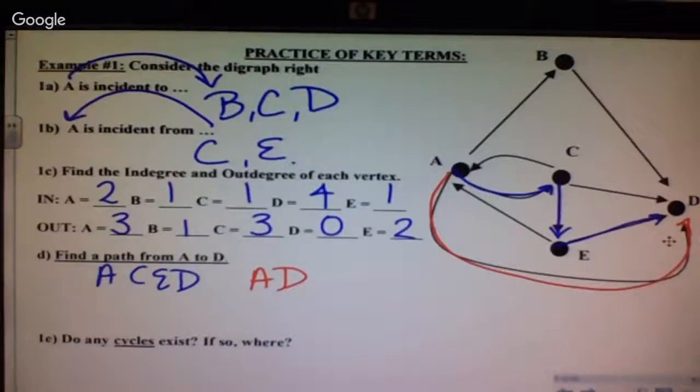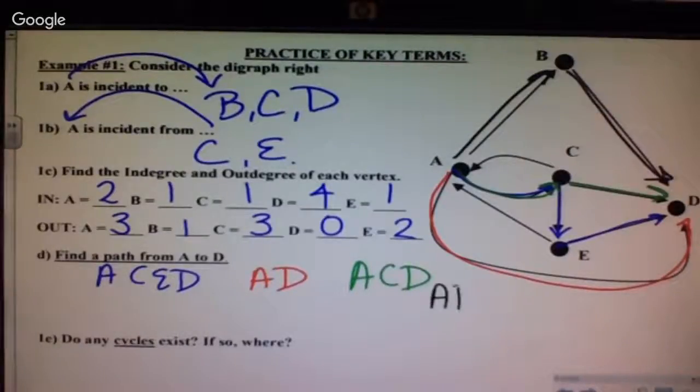Let's get one more. Who's got one more? ACD, ABD. We've got to get Maya in there because she's A to B and B to D. I got 1, 2, 3, 4, 5, 6, 7 of them listed. There are some longer ones, like A, C, E, D.